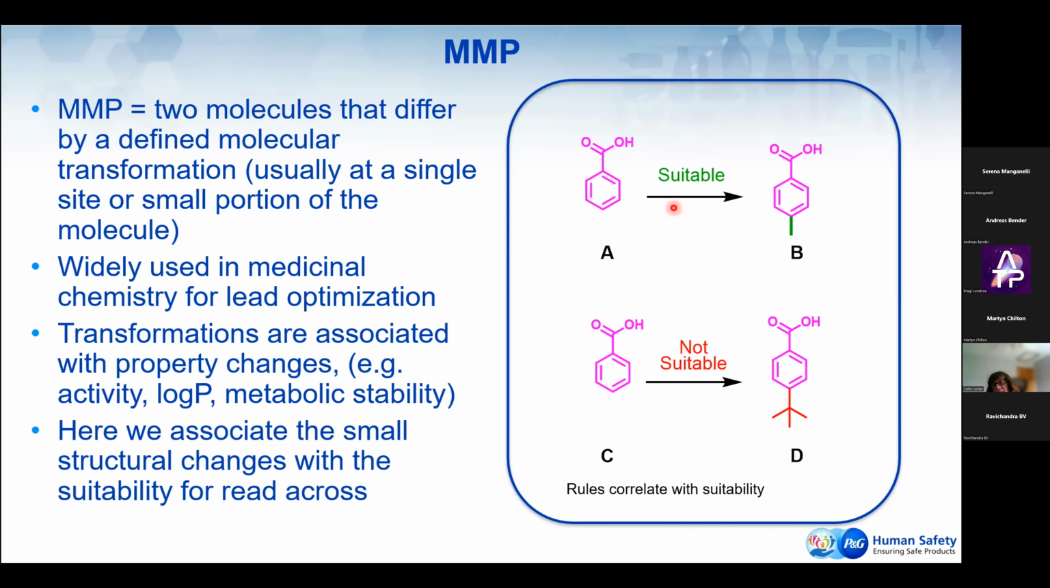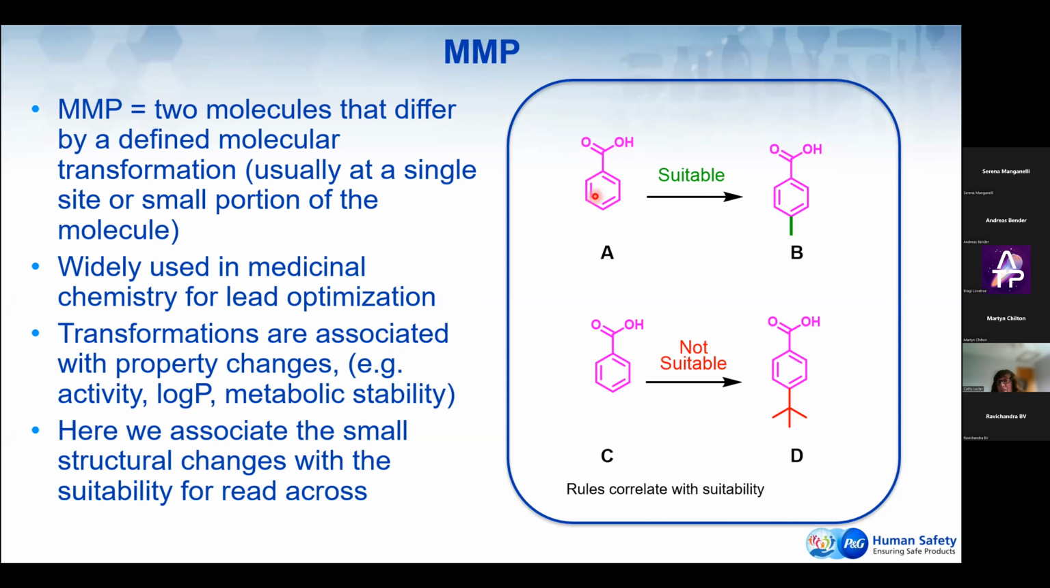So what a medicinal chemist does is rely on these small changes in structure to increase his chances of turning a hit into a lead. So he'd associate the transformations with a desired property like activity or log P. What we've done is associate these small changes in structure, small transformations, with suitability for read across.